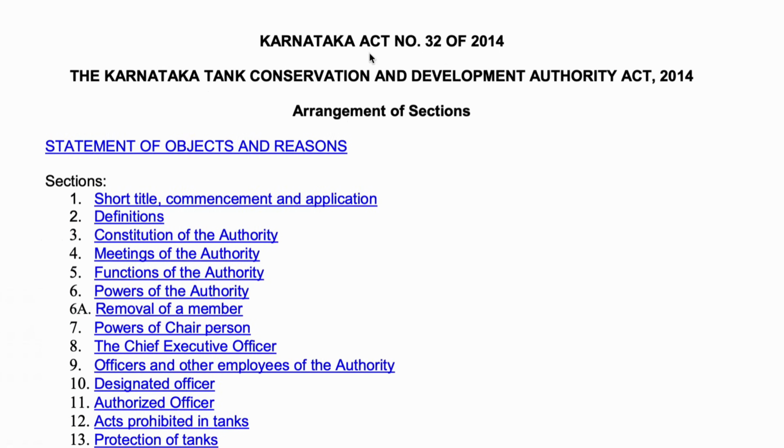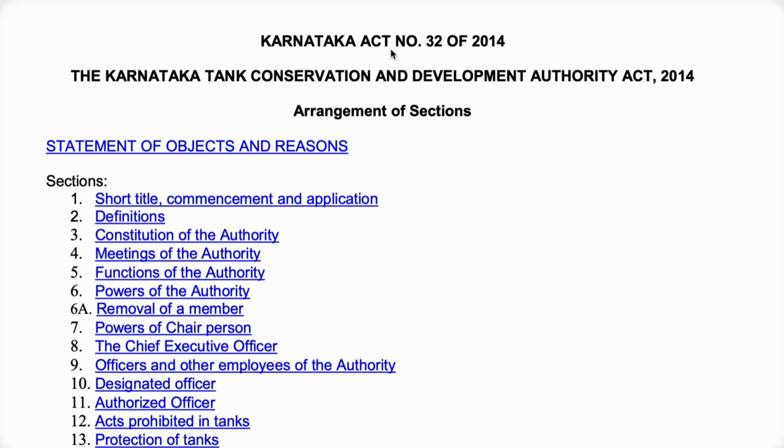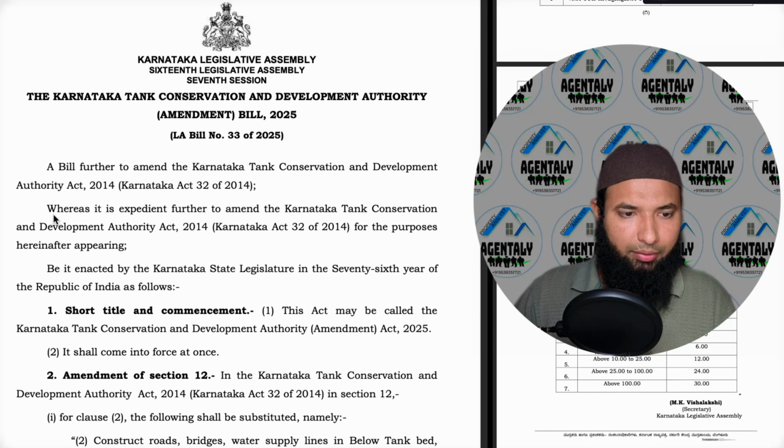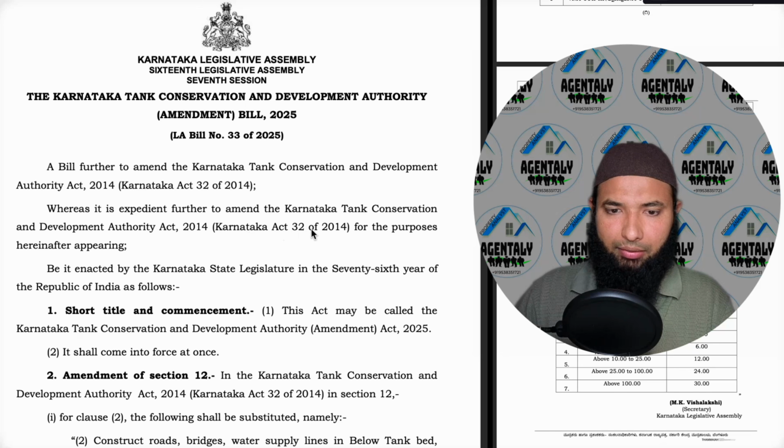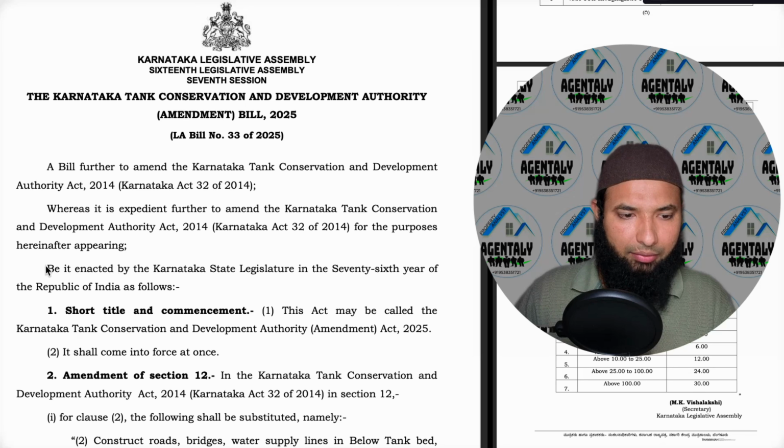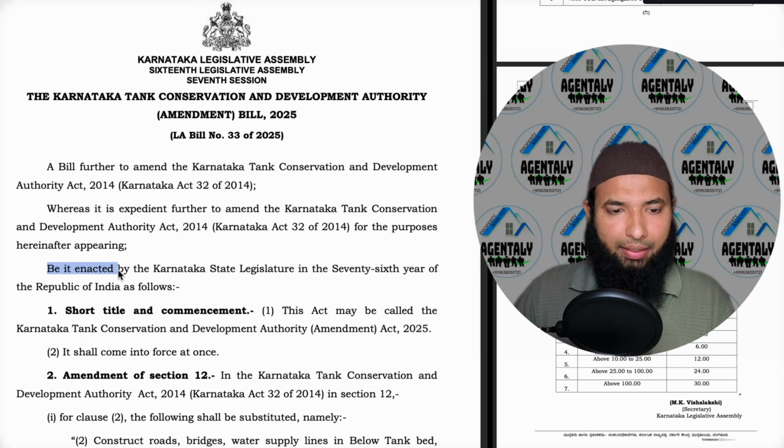So we have opened the 32 of 2014 Act also. Okay, whereas it is expedient further to amend the Karnataka Tank Conservation and Development Authority Act 2014, Karnataka Act 32 of 2014, be it enacted by the Karnataka State Legislature in the 76th year of the Republic of India as follows. The words be it enacted tell us that this is already an Act.